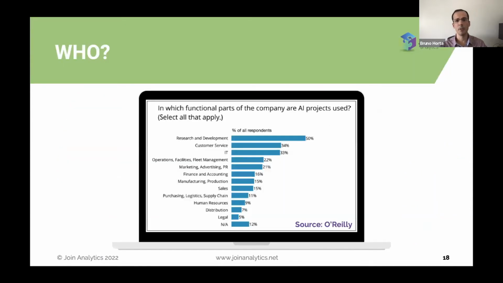And who is benefiting the most from AI? AI, as I said, is being used everywhere: marketing, recommendation systems, sales, human resource allocation, many different areas, supply chain. But the area that benefits the most and that is using AI the most is R&D. According to this O'Reilly survey, 50% of all R&D people that were interviewed answered positively to the usage of AI.